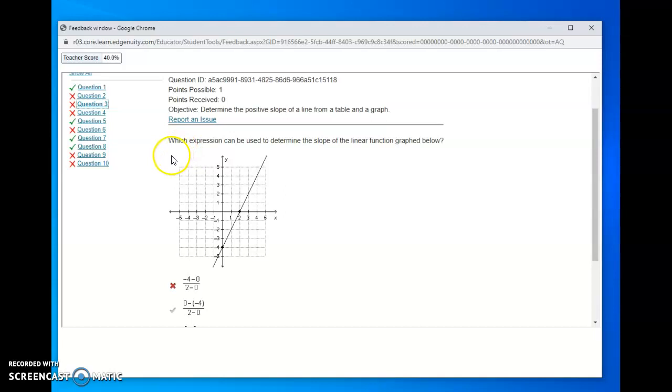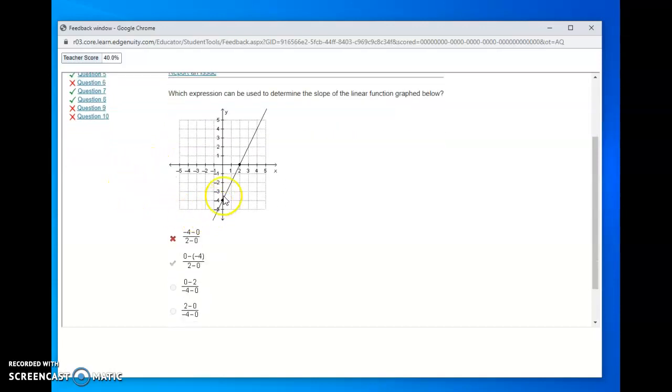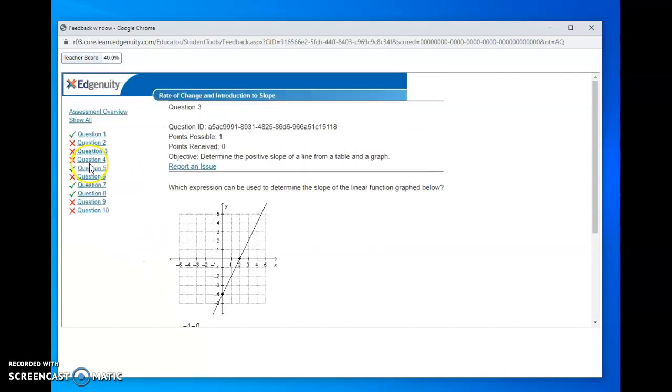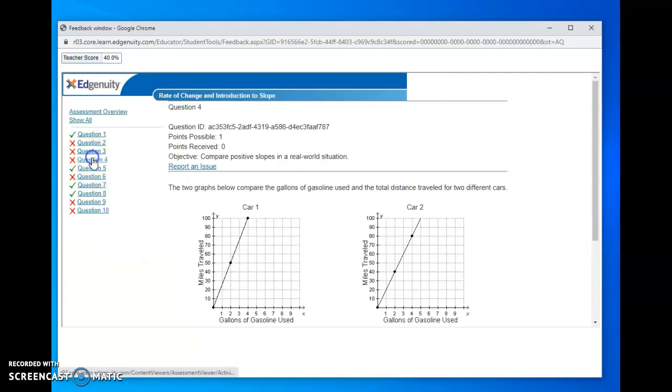Which expression can be used to determine the slope of the linear function graph? So here we need to plot our points. This point is at 2, 0, and this point is at 0, negative 4. And here it wants us to subtract, so we're going to subtract our y's. Our y's are 0 and negative 4. And then our x's are 2 and 0. This one messed them up. They switched them around, x's and y's, so you had the numbers right, but in the wrong order.